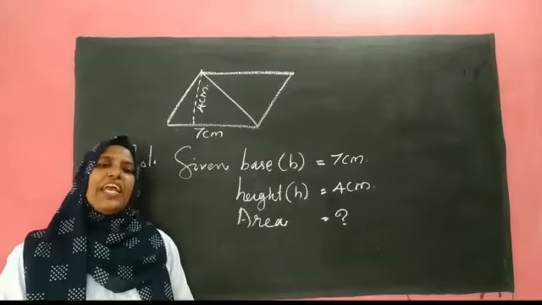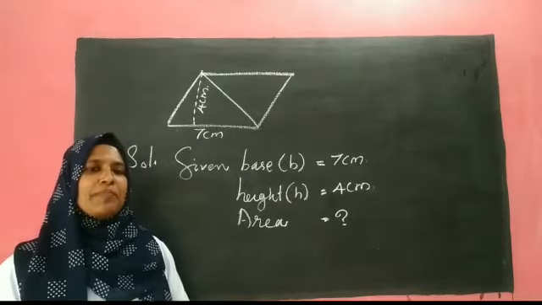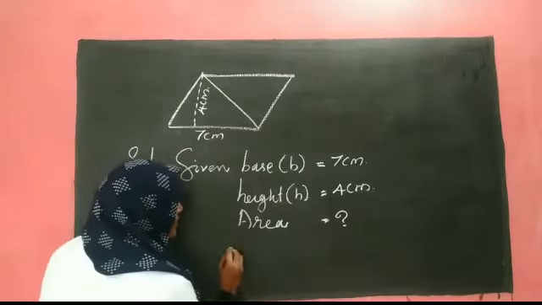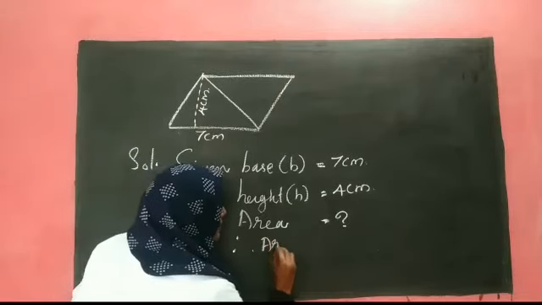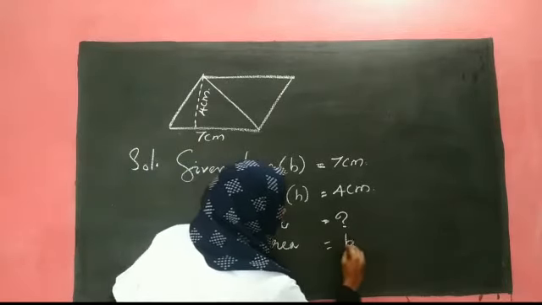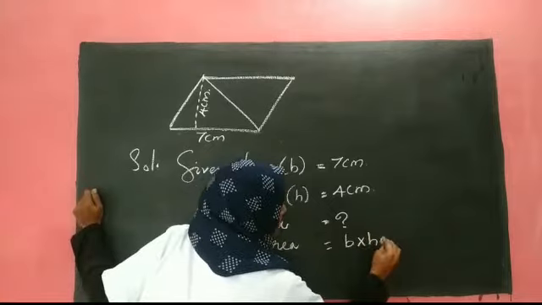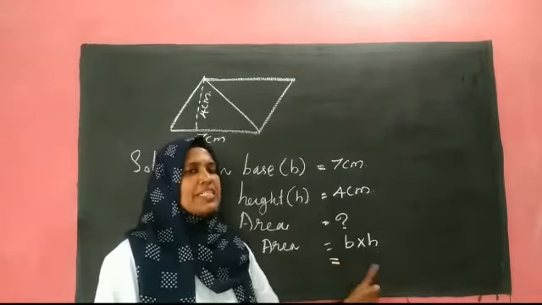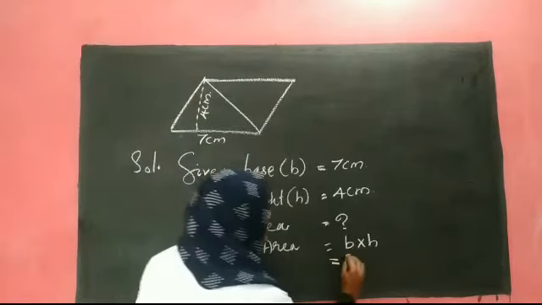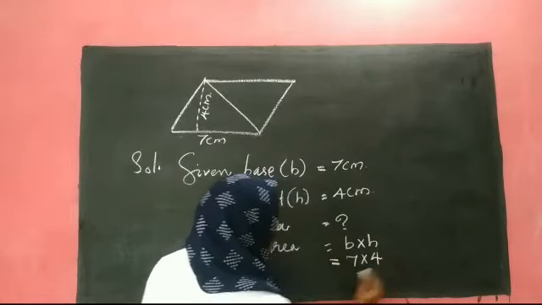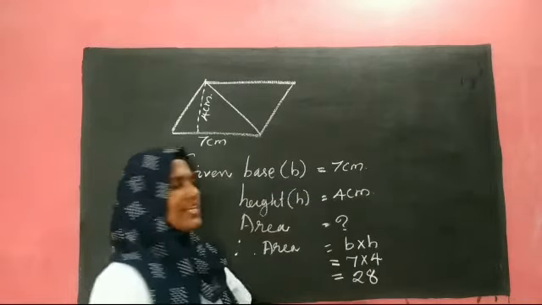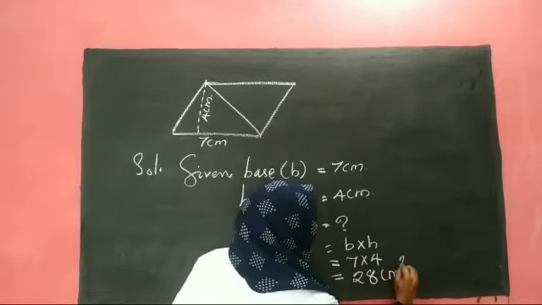We know area of the parallelogram is base into height. Therefore, area is equal to base into height, b into h. Substitute the values. 7 into 4 is equal to 28 centimeter square.